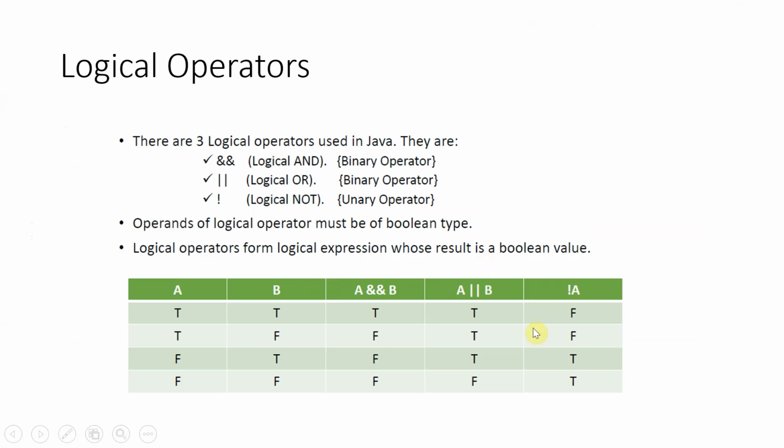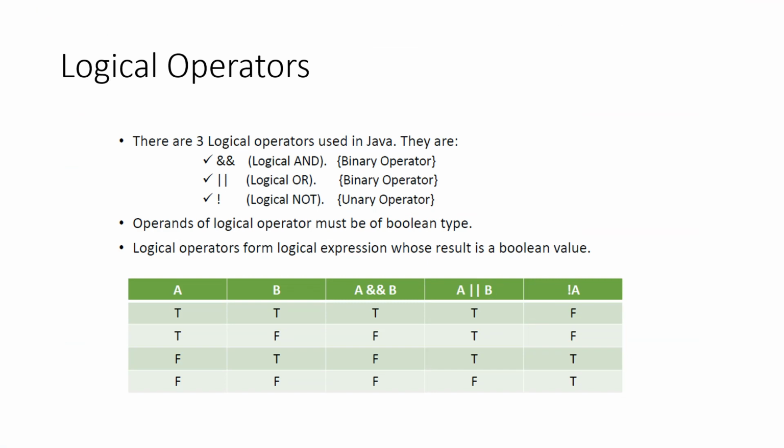So continuing with the operators, let's look at logical operators. Logical operators are there in Java to combine conditions. So in that case, the logical operator will be used. There are three types of operators: an AND operator, an OR operator, and a NOT operator.